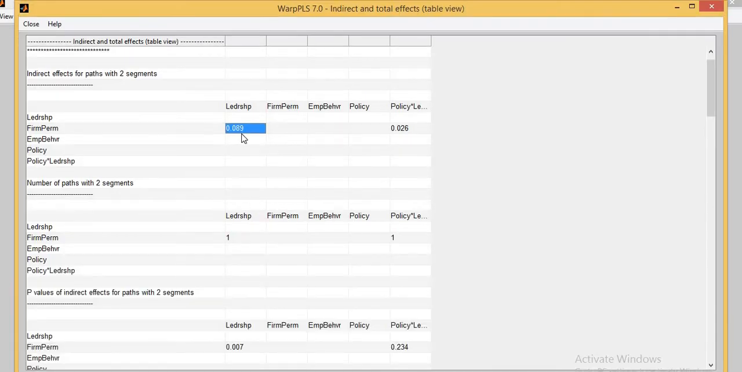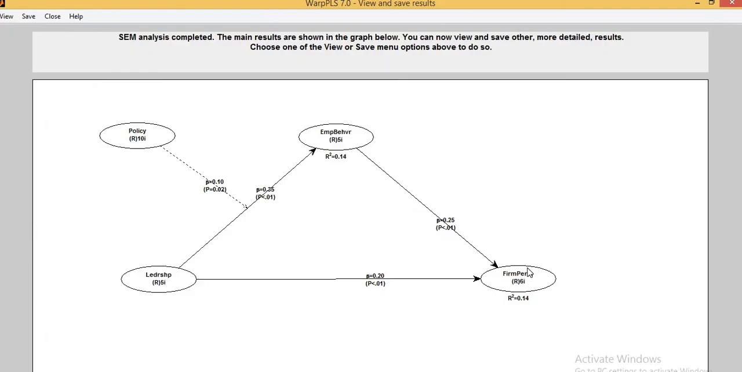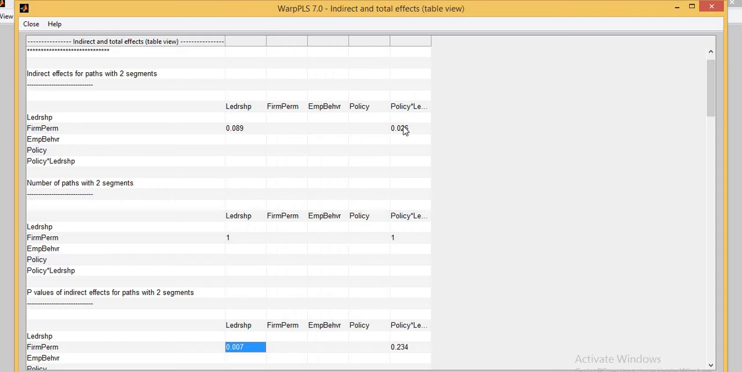The relationship impact is given here. This is the beta value and this is the p value. On the other hand, what is the moderated impact of leadership on firm performance through the moderated mediation role of policy and employee behavior? This structure is given here. This is the interaction effect of policy and leadership and its impact on firm performance. But here your p value is very high and this hypothesis is rejected.